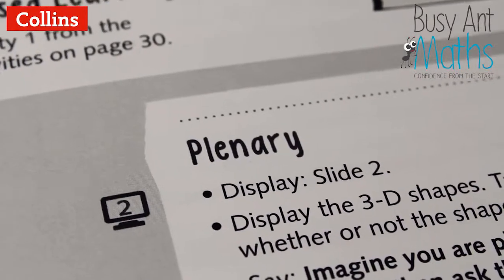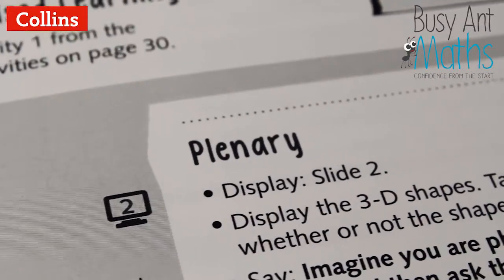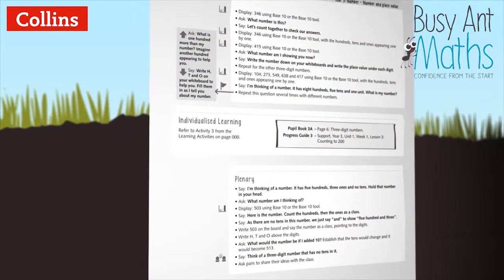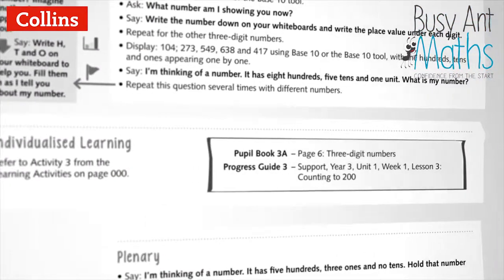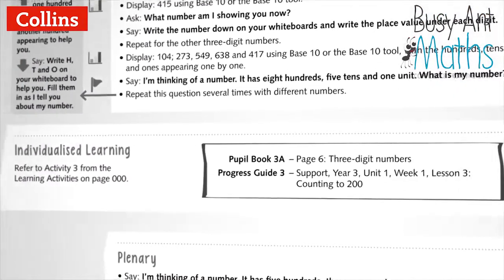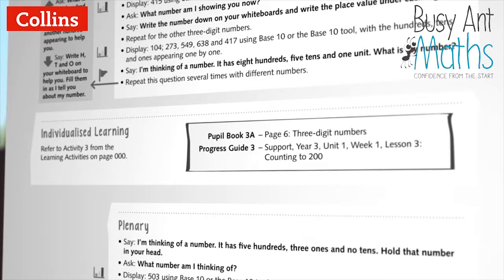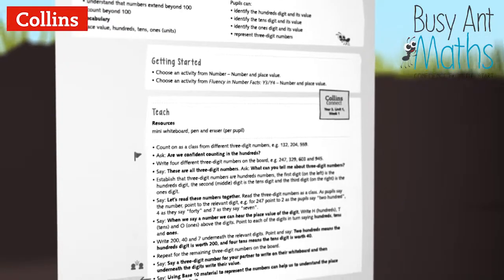And each lesson then has a plenary where we bring the children back together. If children have been working in separate groups and separate activities, they come back together and share what they've learned, discuss any common errors and misconceptions, and bring the lesson to a conclusion. So within each week, there are 4 lessons.